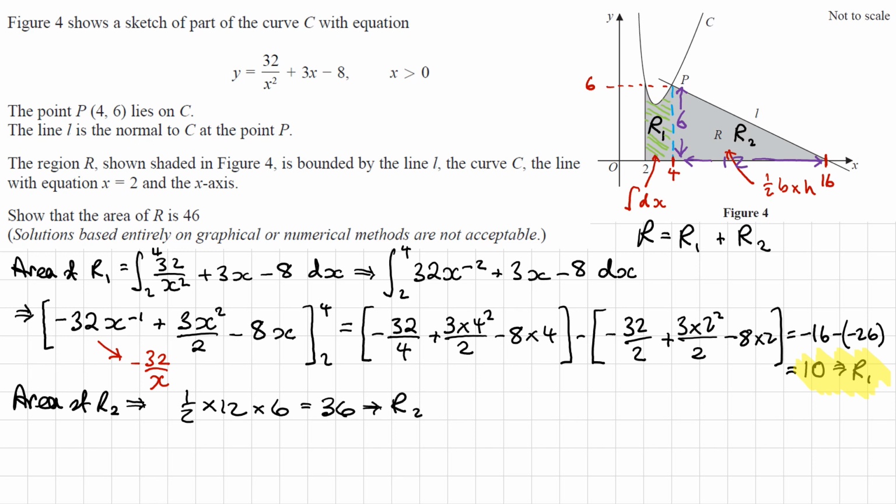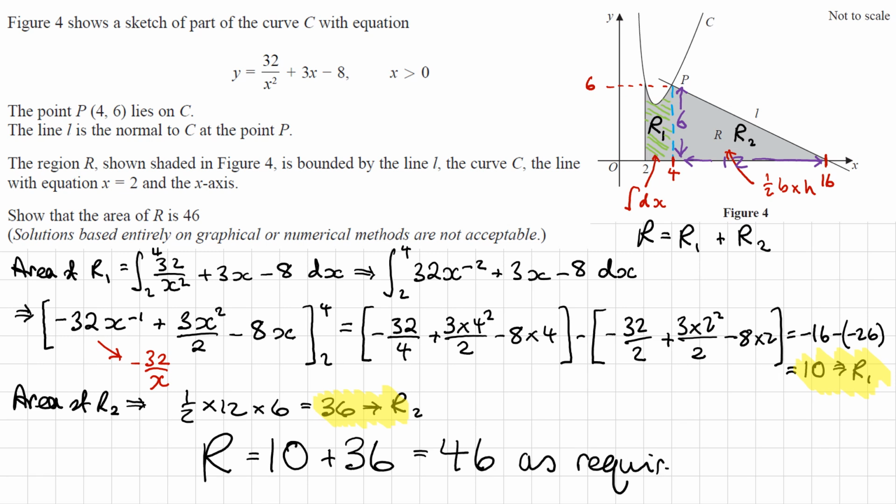Now, way back at the beginning of the question, I said that my total region is going to be R1, which is 10, plus R2, which is 36, and that indeed equals 46, as they required us to work out.